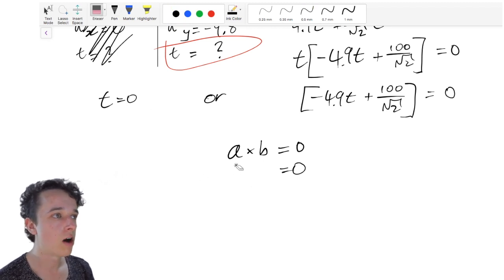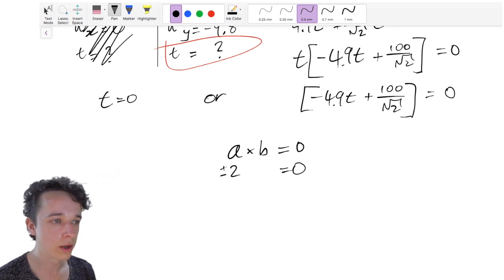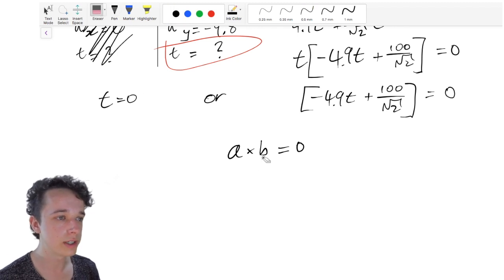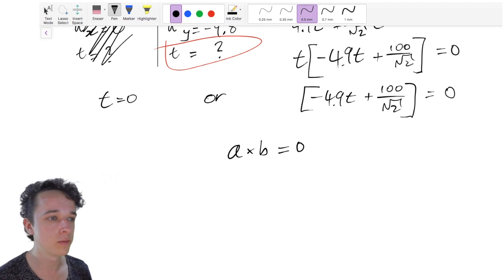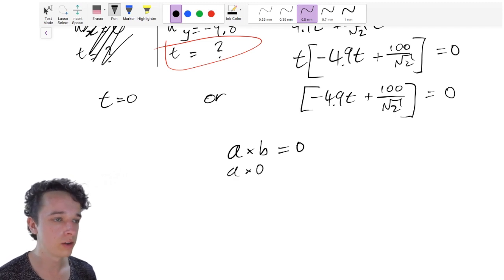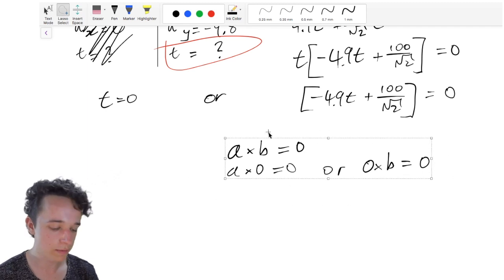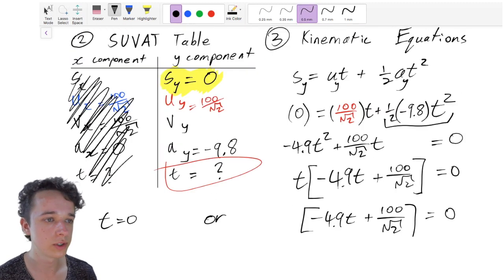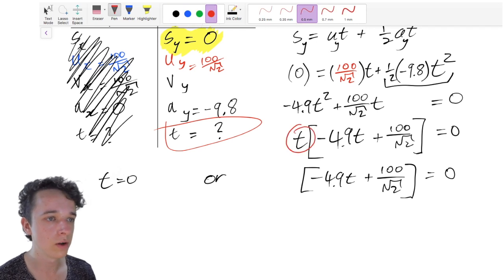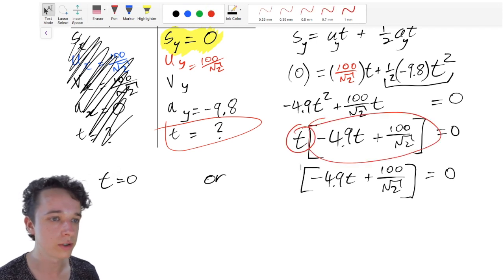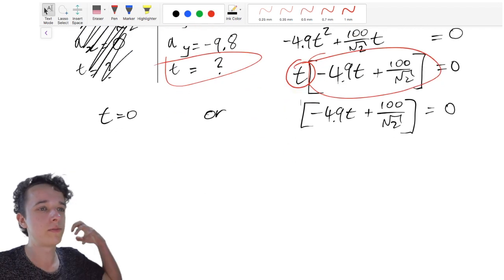You have to have either a positive or a negative number, let's say 2, multiplied by 0. But if you're not told which of these is 0, then it could be either one. It could be a times 0, or it could be 0 times b, right? So either b could be 0 or a could be 0. That's exactly what's going on here. So either the t, which is outside the brackets, is 0, or everything inside the brackets is equal to 0. Now, what does this mean physically?